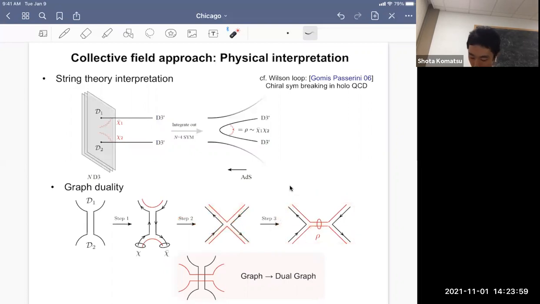So if you superpose the original picture on the new picture, then you can see that in terms of graph, the original graph becomes the dual graph. So this is the reason why I said this is related to the graph duality.